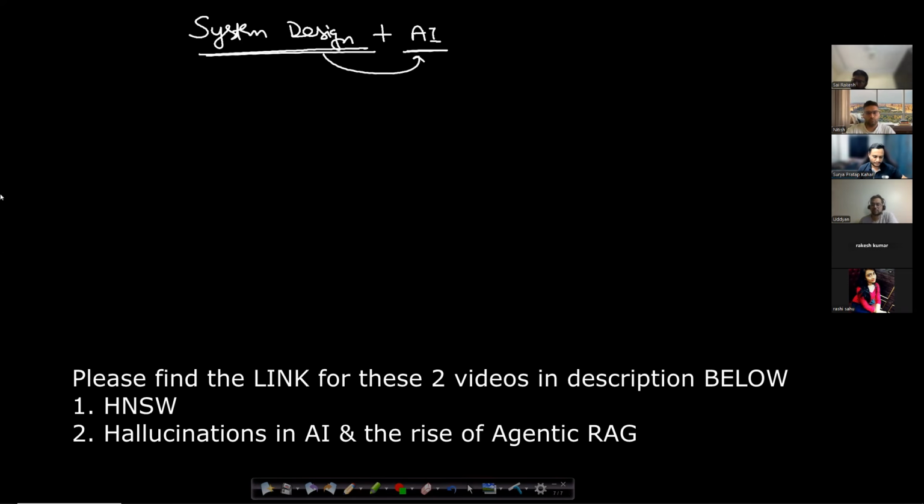Why I have shared the previous two videos: the past video, hallucination in AI and the rise of agentic RAG, is all about the RAG pipeline. There I have explained in detail only the agentic RAG. Today we will be using that. Today is not about the pipeline of the agentic RAG.